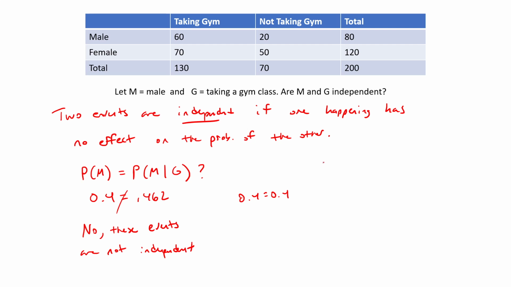the other arrangement. And by the way, you could have set it up like this as well. You could have done P of G equals P of G given M. If it's independent, both of these have to be true, so you would need to check both. But as soon as you check one and it's not equal, you can stop, because at that point you know they can't possibly be independent. You can check either one. If it's going to be independent, you need to check both, and they both need to work.